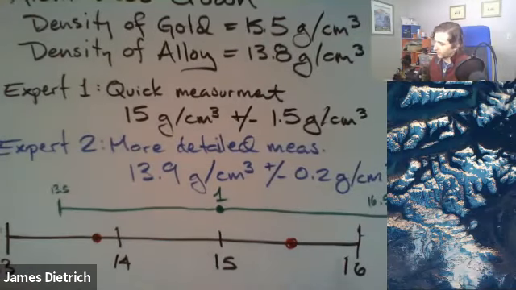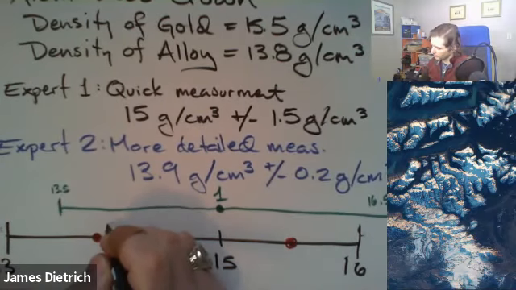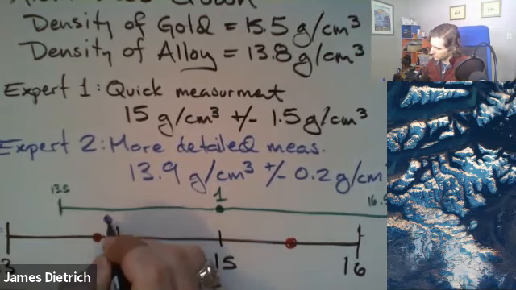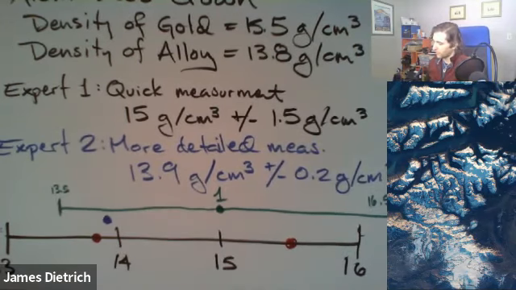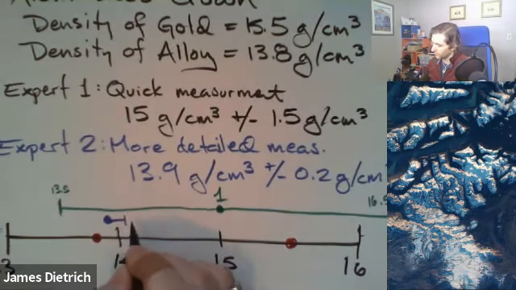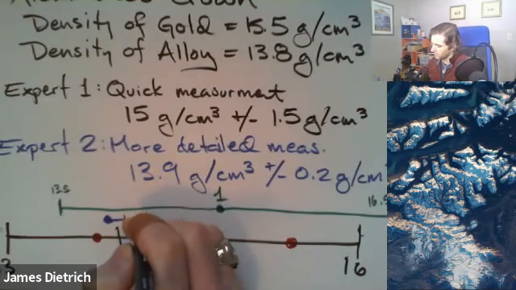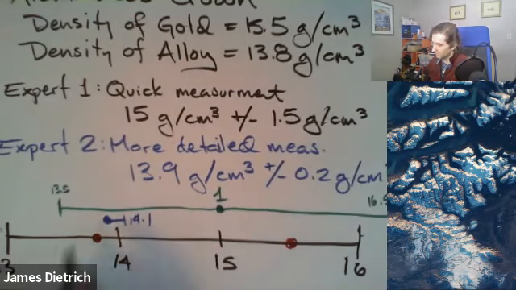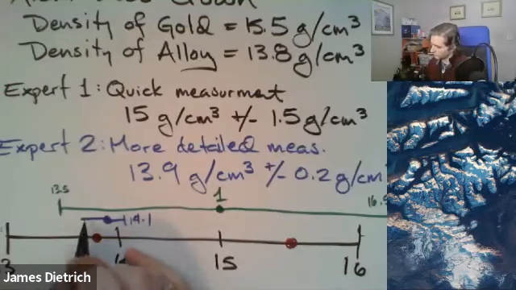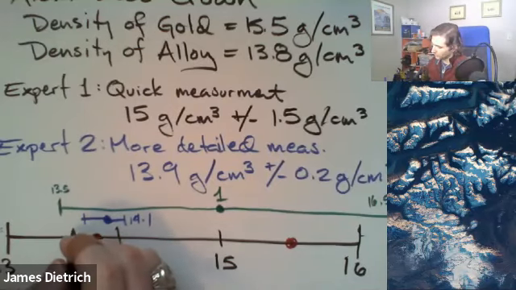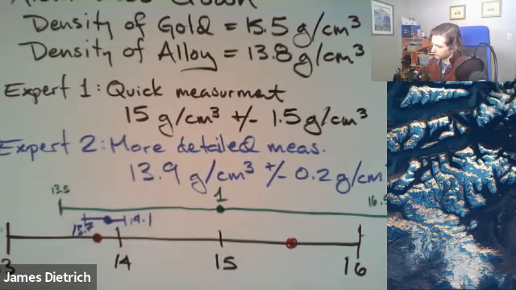Okay, and then if we look at expert two's measurement, 13.9, so right here, plus or minus 0.2 would get us up to 14.1, and then down to 13.7.